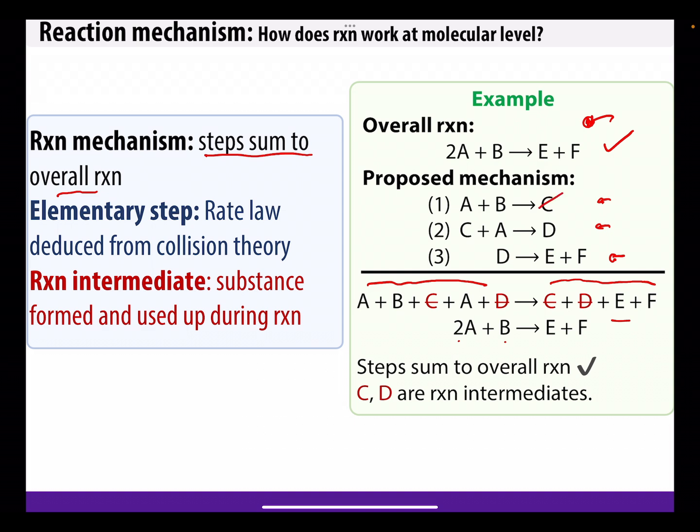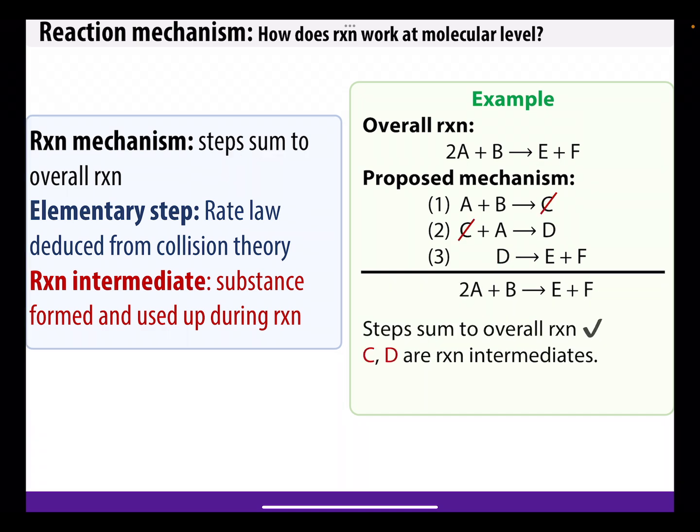C and D, again, we can see what happened to those. C was produced in step one and then consumed in step two. D was produced in step two and then consumed in step three. So it's formed, again, in an early step and then used up in a later step in the course of the reaction. That's exactly what an intermediate is. So we can identify those as our reaction intermediates.